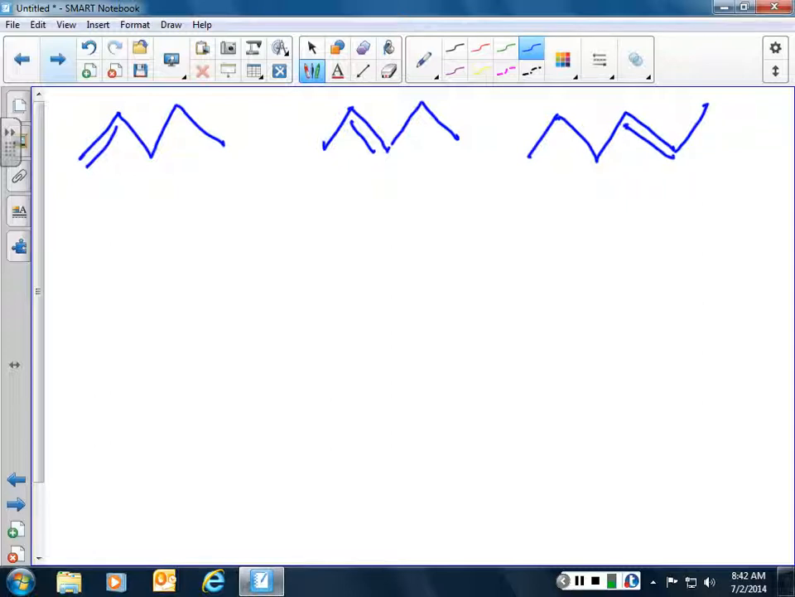Now, let's count the carbon first thing. 1, 2, 3, 4, 5. 5 means pent. But now you see, there is one carbon-carbon double bond. Can you see that one carbon-carbon double bond? If there is one carbon-carbon double bond, you will make it ene. That is because it's an alkene.